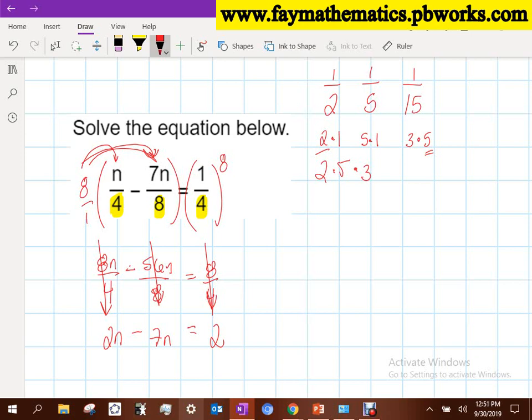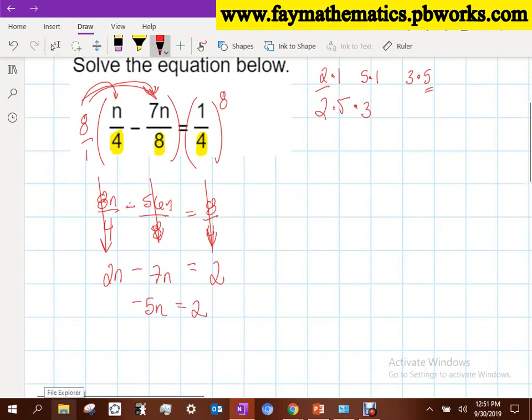What's 2n minus 7n? Negative 5n. So I get negative 5n is equal to 2. And now I'm going to divide both sides by negative 5, right? So I get n to be negative 2/5. All right? So we chose the LCD, the least common denominator.